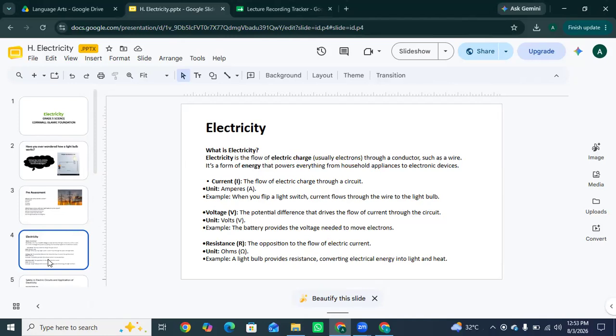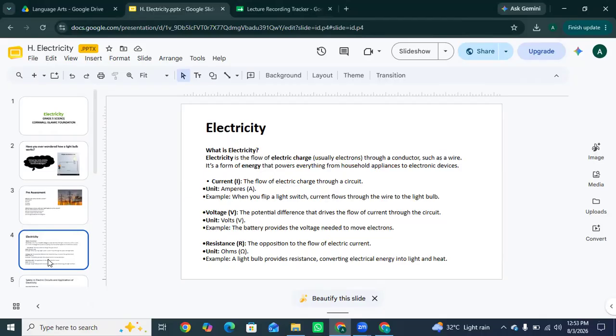Okay, voltage is the potential difference that drives the flow of current through the circuit, and its unit is volts, which is V. For example, the battery provides the voltage needed to move electrons. So voltage is basically the electrical push, or potential difference, driving the charge. Think of it like water pressure pushing the water through the hose.